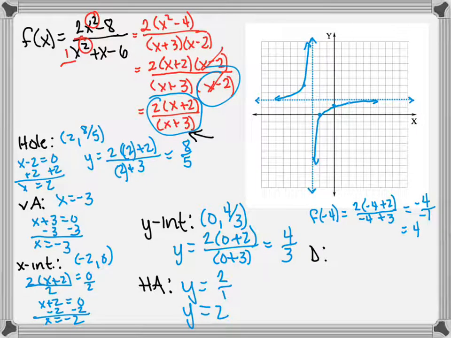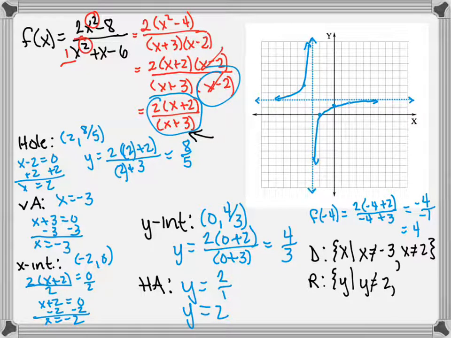Our domain, we know, will not include the x value where the vertical asymptote is. So the domain is the set of all x's such that x does not equal negative 3. It will also not include the x value of the hole, so x does not equal 2. Our range will be the set of all y values such that y does not equal 2, which is where our horizontal asymptote is, and y does not equal 8/5, which is where our hole is. It's the y value of the hole.